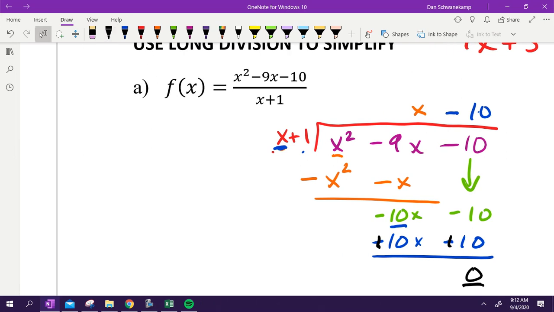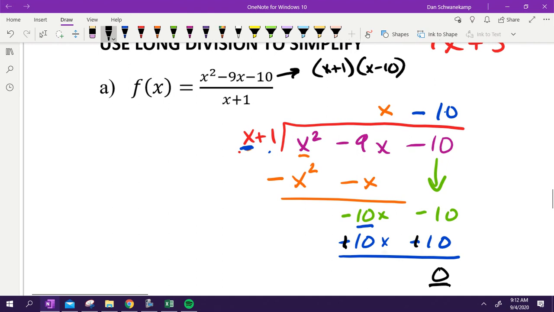So really what we just did was a really long and annoying way of factoring, right? If you were to factor this thing right here, you would get x plus 1 and x minus 10. If we did synthetic division, we would get the same thing. Okay, but that's all we did. We divided it out, and since it divided out evenly, it's factored. Questions on A?